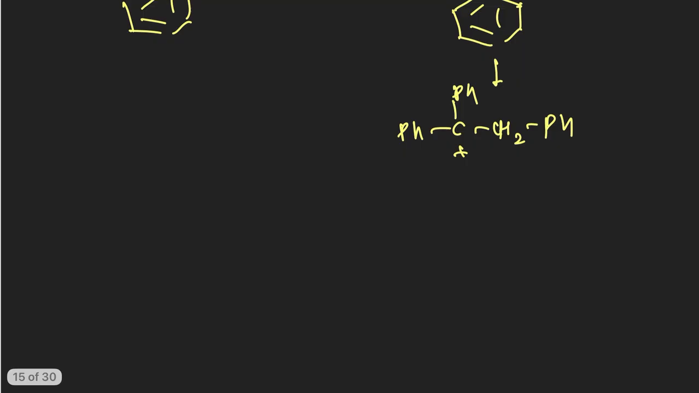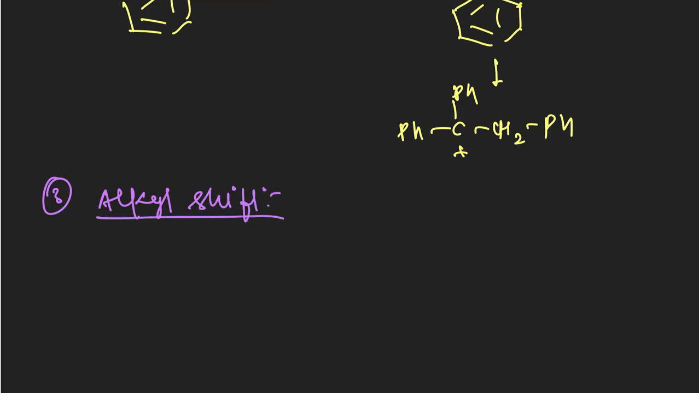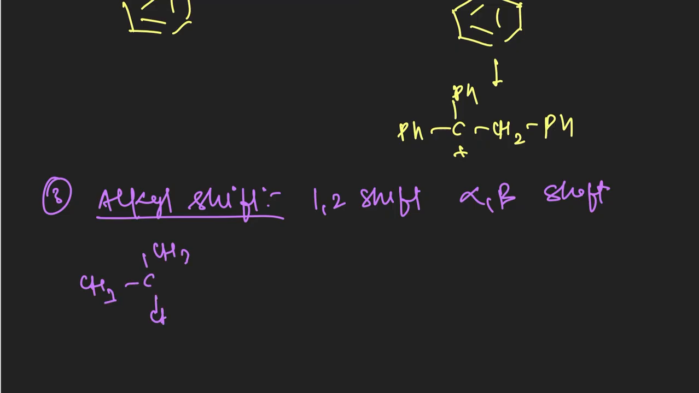Third is alkyl shift. If we try to shift the alkyl, that is also a 1-2 shift, an alpha-beta shift. So we have CH3, C, CH3, CH3 and CH2 positive. We have no option but to shift the CH3 group, because that's the only way to get a stable product.